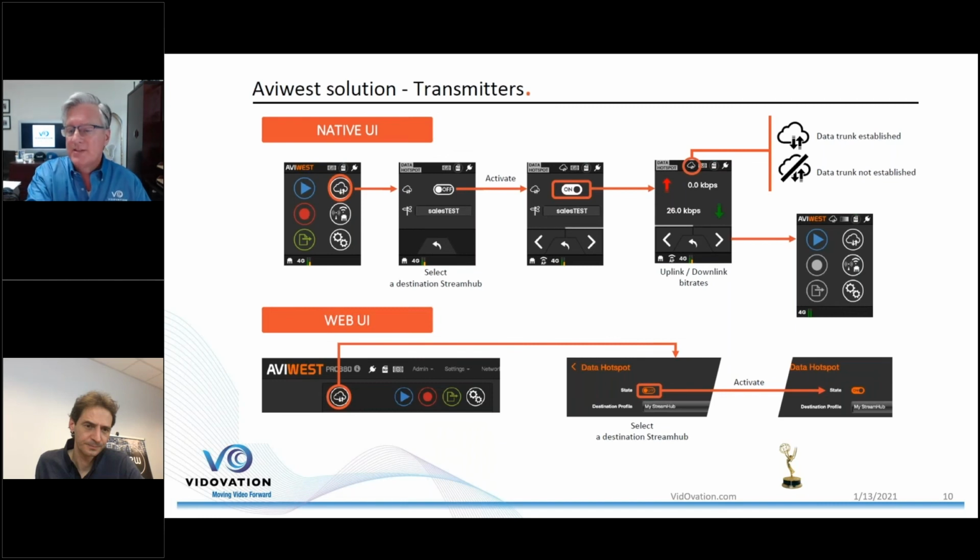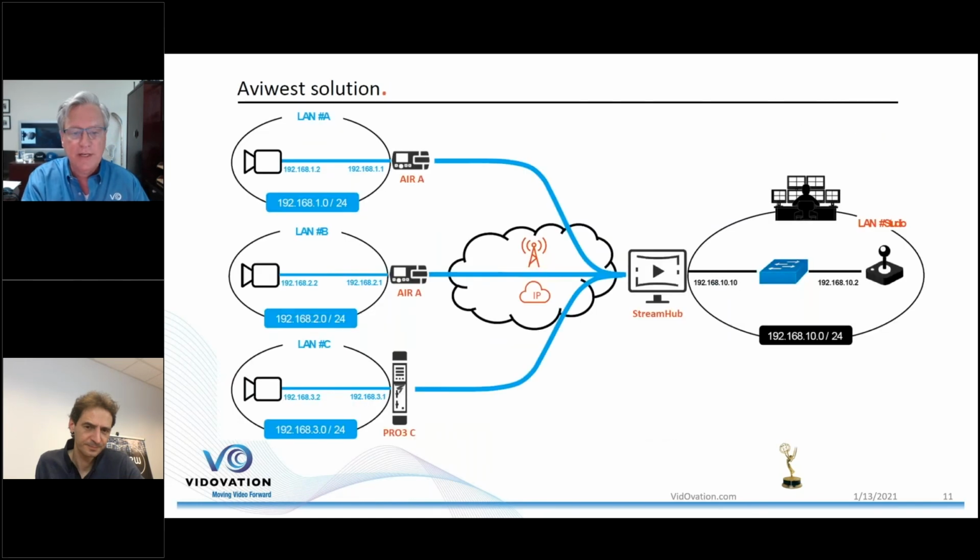This is just a quick slide on how to turn it on. You hit the little cloud, you turn it on, you see your data rate. You can see in the unit, there are icons to show you that you have the data bridge or the cloud connection enabled. This slide shows a typical configuration.